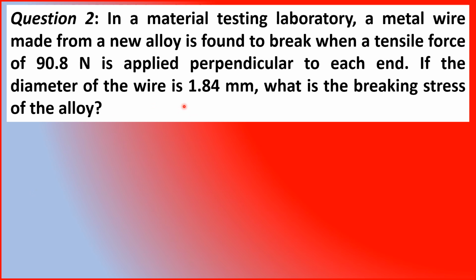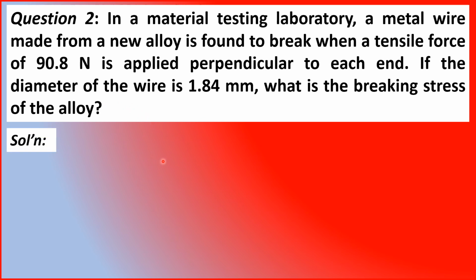All right, so question number 2 is a quantitative problem. In a material testing laboratory, a metal wire made from a new alloy is found to break when a tensile force of 90.8 newtons is applied perpendicular to each end. If the diameter of the wire is 1.84 millimeters, what is the breaking stress of the alloy?